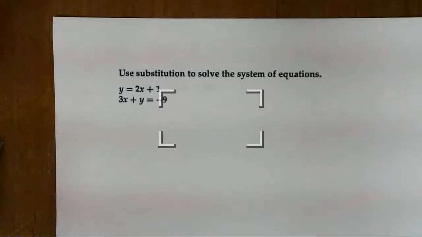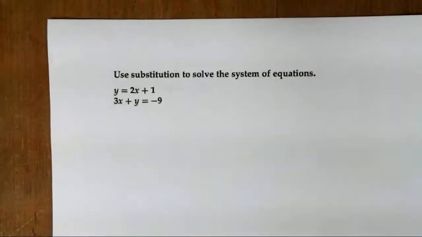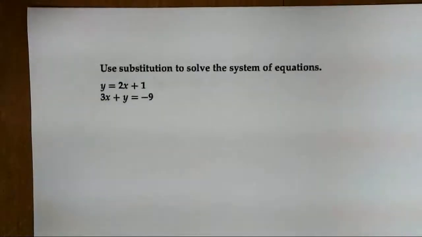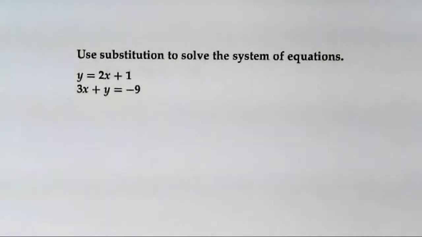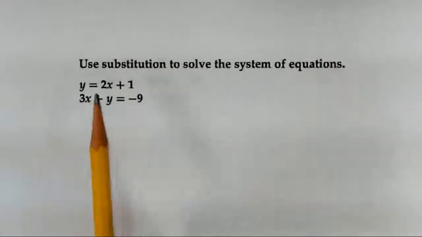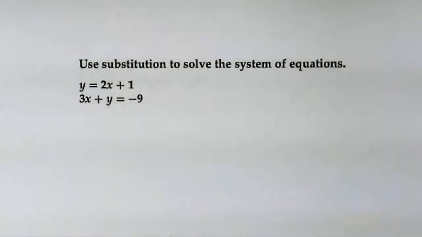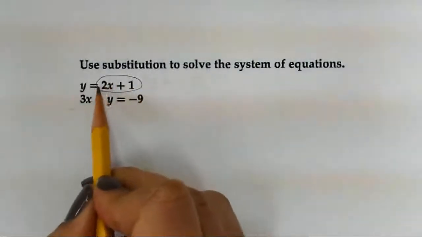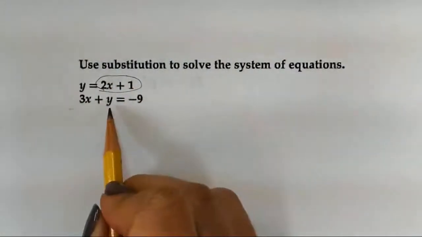So it's focused. We're going to solve this using the substitution method. You should know now that with the substitution method, you're doing exactly what it says: substituting one expression into the other equation and solving for a variable, because right now we have two variables and we can only solve one variable at a time. Since that first equation is already solved for y for us, we're going to substitute this expression into this y.